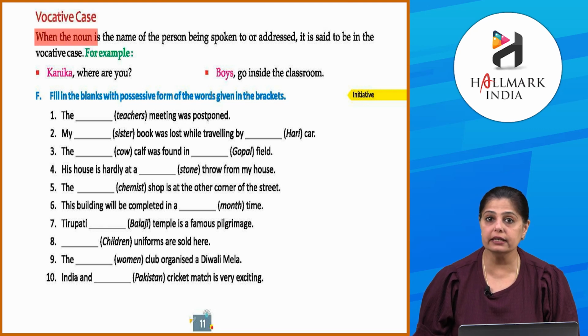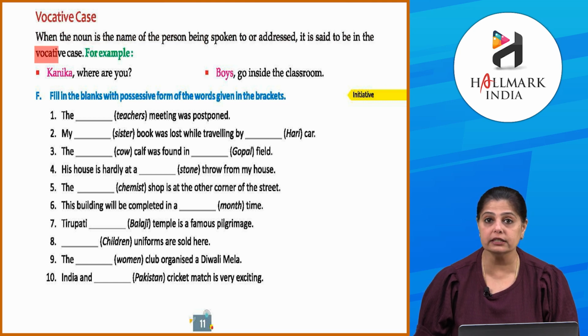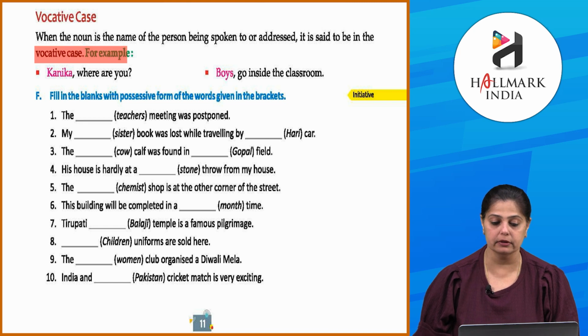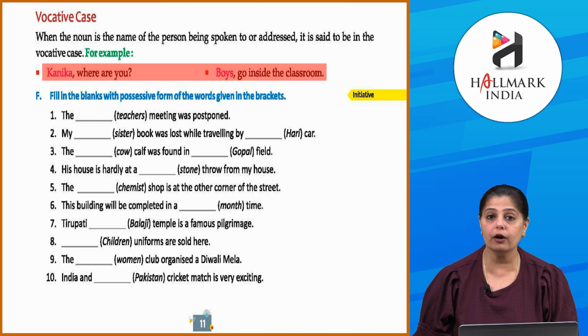Now, what is a vocative case? When the noun is the name of the person being spoken to or addressed, it is said to be in the vocative case. For example, Khanika, where are you? Okay, boys, go inside the classroom. तो इसमें क्या हो रहा है? This noun, okay, when the noun is the name of the person being spoken to or addressed, जब हम किसी का नाम लेके बुलाते हैं, या फिर किसी को हम पॉइंट आउट करके बोलते हैं तो वो बन जाता है वोकेटिव केस.